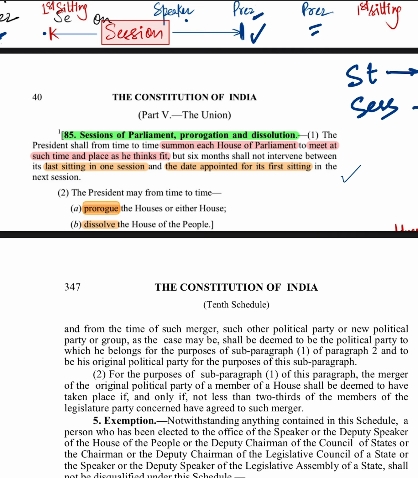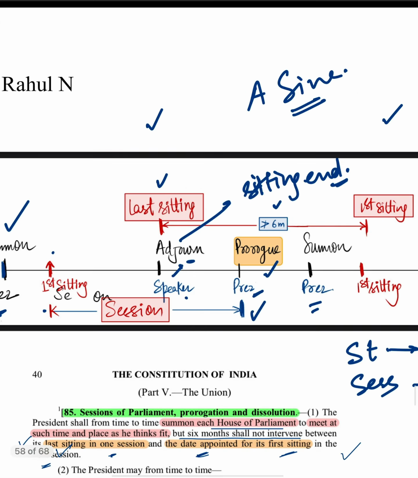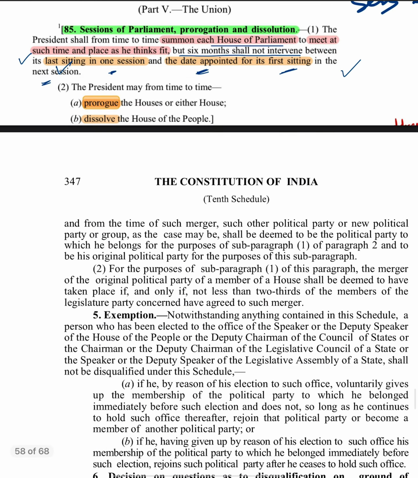So the President shall from time to time summon each house of the Parliament to meet at such time and place as he thinks fit, President. But 6 months shall not intervene between the last sitting of one session and the date appointed for the first sitting in the next session. So last sitting and the first sitting. This you must keep clear. Prorogue the President will do, dissolve also the President will do, adjournment can be done by the Speaker to end the sitting.